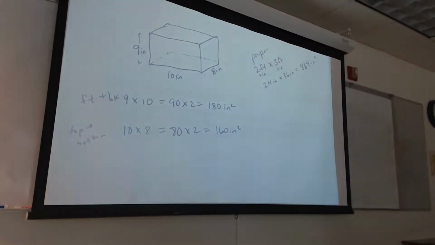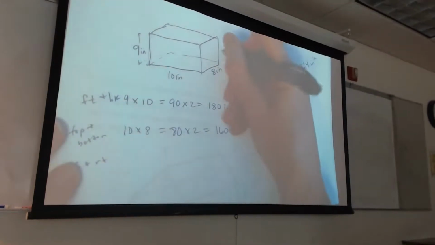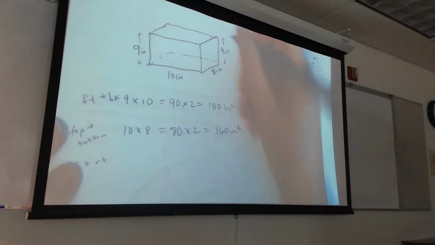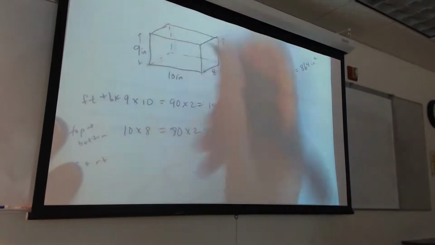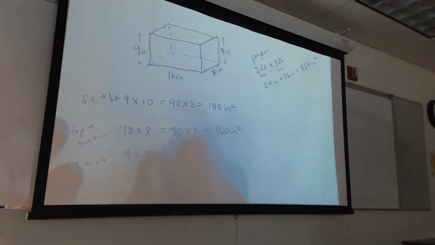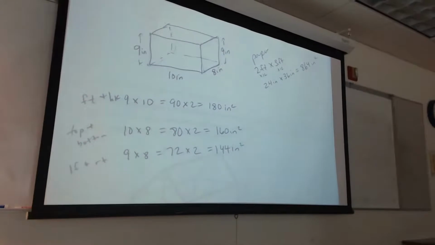So we've got the top and the bottom, we did the front and the back, now we just do the left and the right. So what are the dimensions of the left and the right? So we have a 9 by 8. So we have this one and this one over here. Okay? Did I do that right? That's 144, right?